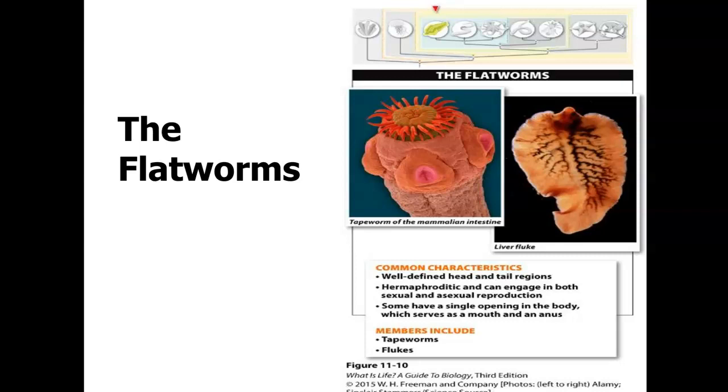Now with these flatworms, they're going to be in the phylum Platyhelminthes. They have defined tissues. These are going to be protostomes. They have a well-defined head and tail region. They have a definite body plan as they're developing. It's going to be a bilateral symmetry. They're hermaphroditic and can engage in both sexual and asexual reproduction. And they have a single opening in the body, which is going to serve as the mouth, and then one that's going to serve as the anus.